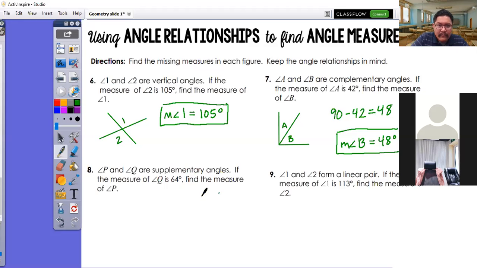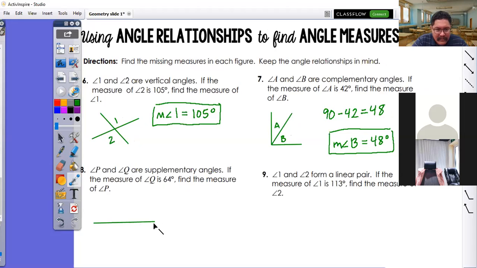All right, so we know that, oh wait, I haven't even finished reading it. If the measure of Q is 64 degrees, find the measure of angle P. So supplementary, again, means that they're going to add up to 180. So I just got a straight line here, and I'm going to mark just the spot, anywhere is good. And again, you don't really need to do this. You could just go straight to 180 minus 64. But to draw a diagram, I'm going to go here, and that 60 is about right there.